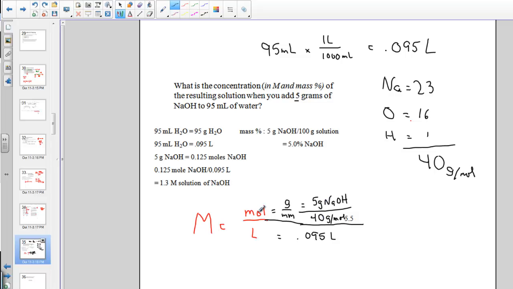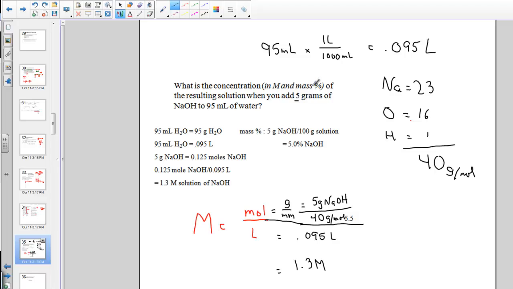Grams over molar mass is our mole. Mole divided by liter is our concentration unit known as molarity. Shall we hit that together and see what we find? I bet it will be 1.3 because our screen says, but let's confirm. 5 divided by 40 is 0.125, divided by 0.095, and I get 1.3157, so rounding to 2 sig figs, 1.3 big M molar units.